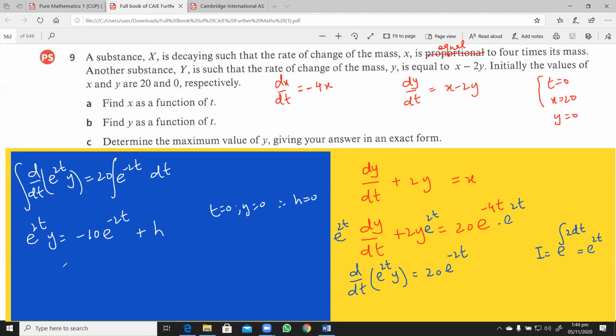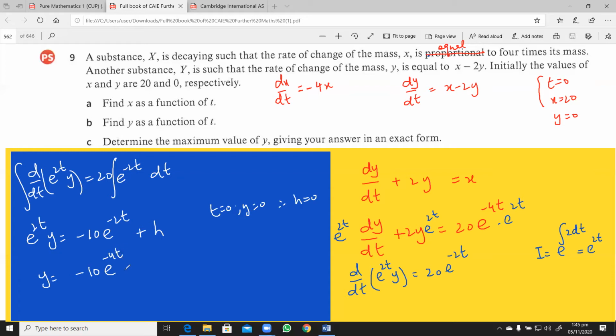So yes. Am I right, kids? We were given y as 0. So this y is going to be minus 10 e raised to power minus 4t.